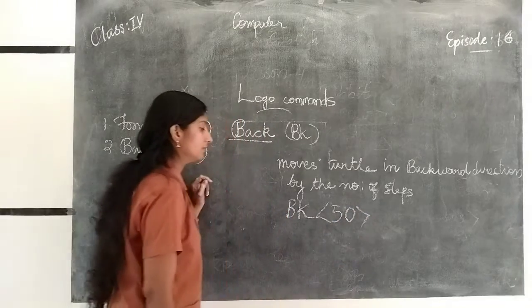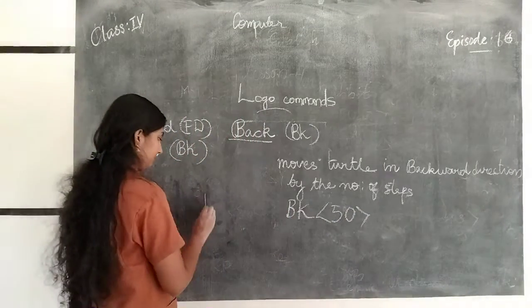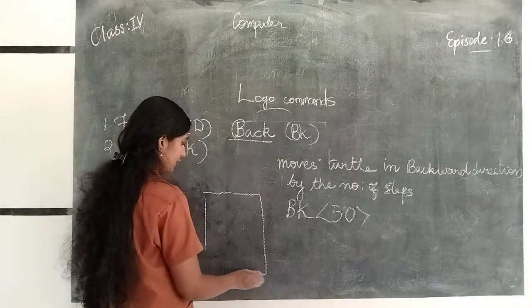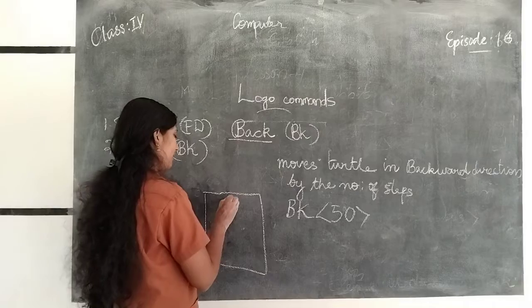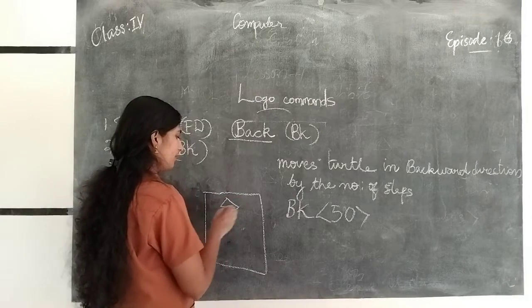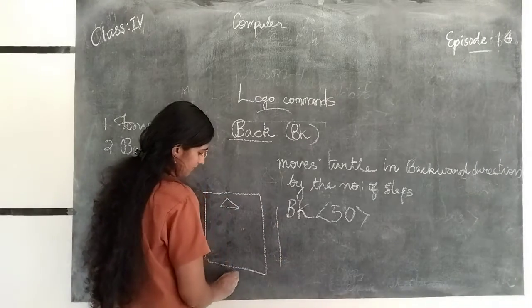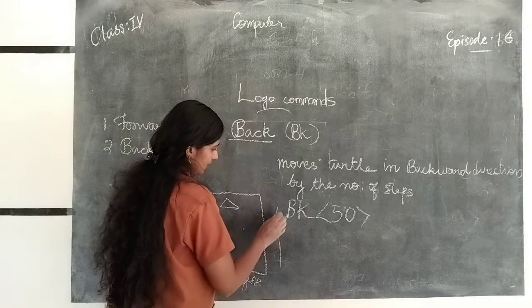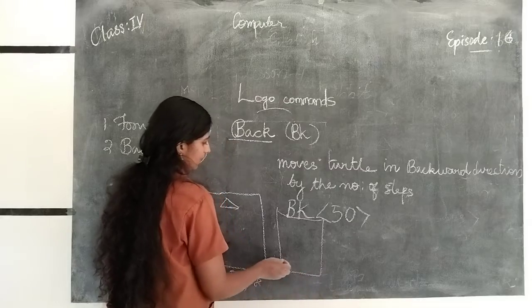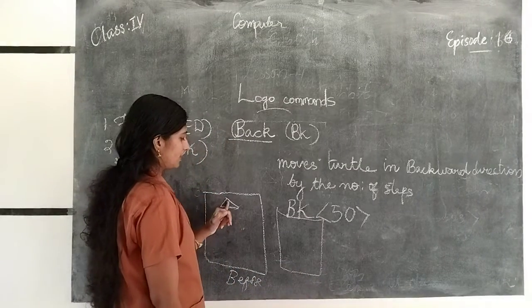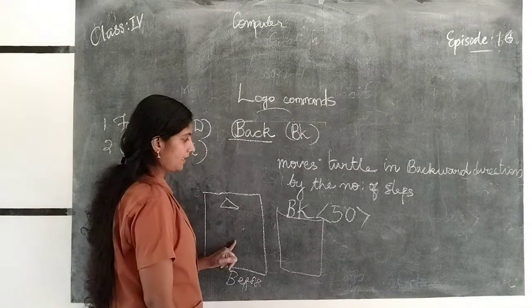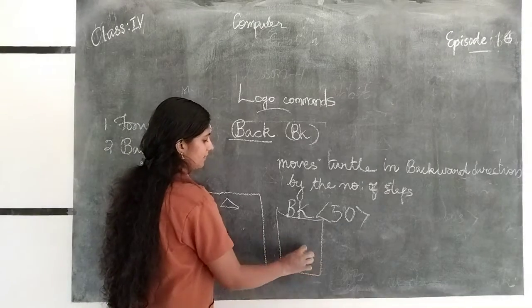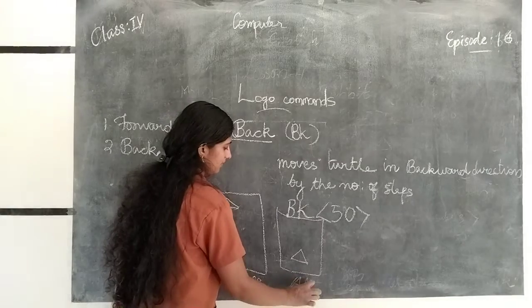For example, here is the working area and it contains a pointer. Then after performing this command, the turtle moves backward by 50 steps. So here this is the after result.